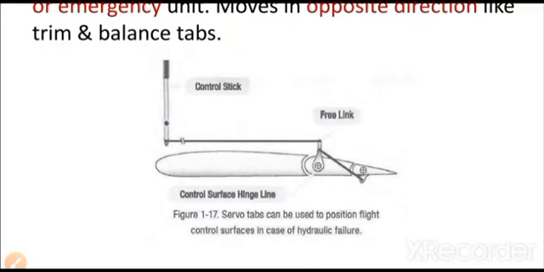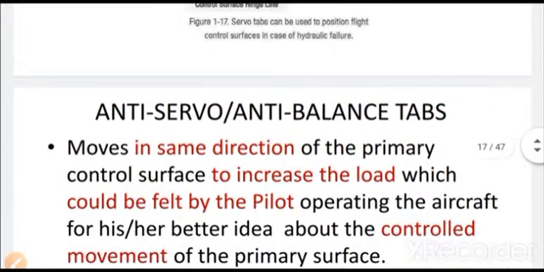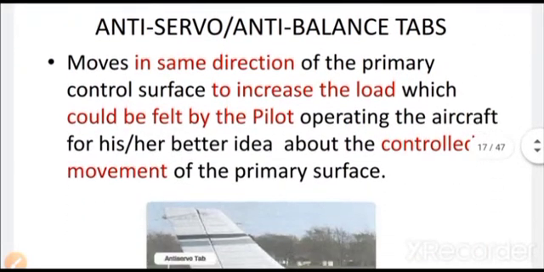So moving the tab will be easier at that time by mechanical force, because tab is a smaller surface, less air load on that. Okay, so that will be helping in moving the entire control surface without even hydraulic power when there will be hydraulic power failure. So that will not allow you to lose the control of the aircraft.